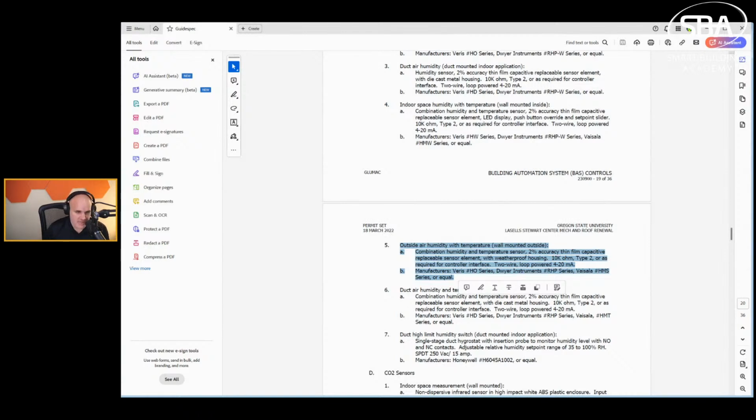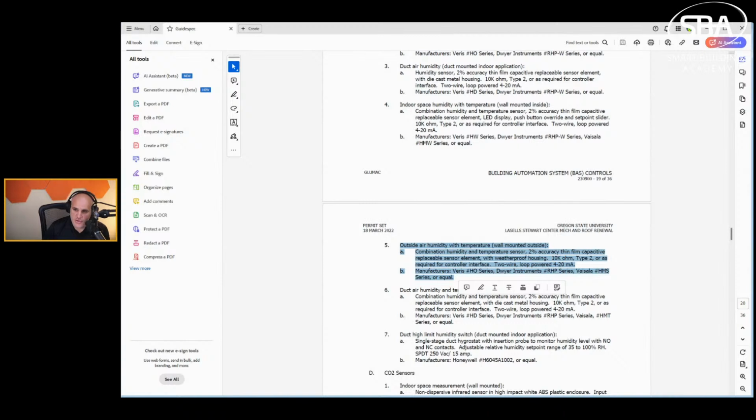So it looks like we are getting two signals. 10K ohm type 2 is a thermistor. It doesn't specify whether it's PTC or NTC. And it also says two-wire loop powered 4 to 20 milliamp. So I'm assuming that means two things. One, 4 to 20 milliamp back to the controller for the humidity signal, and loop powered is just showing the electrical details I showed you a little bit earlier.